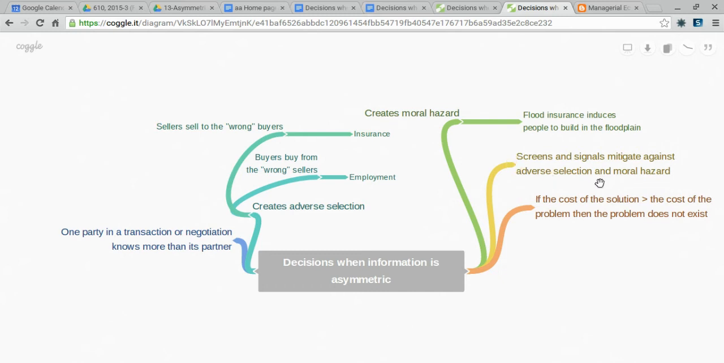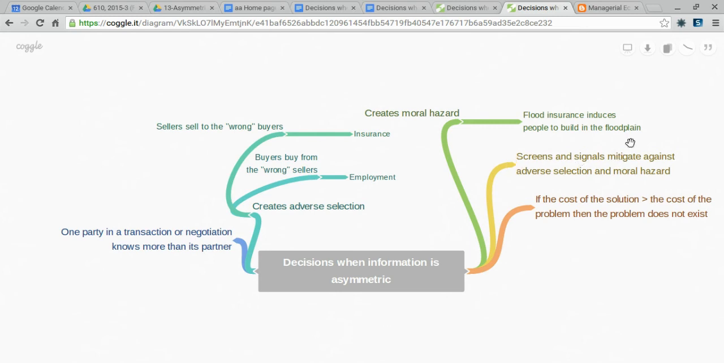Screens and signals mitigate against adverse selection and moral hazard. A screen is some device that we can try to use to separate the good sellers from the bad sellers, or the good buyers from the bad buyers. No screen is perfect. If information was perfect, we would know who was who. But we can get some information and try to put people more into categories where they're more likely to be. A signal is kind of the opposite of a screen.